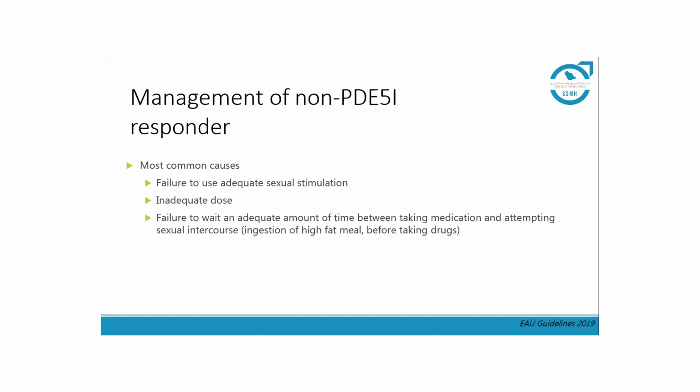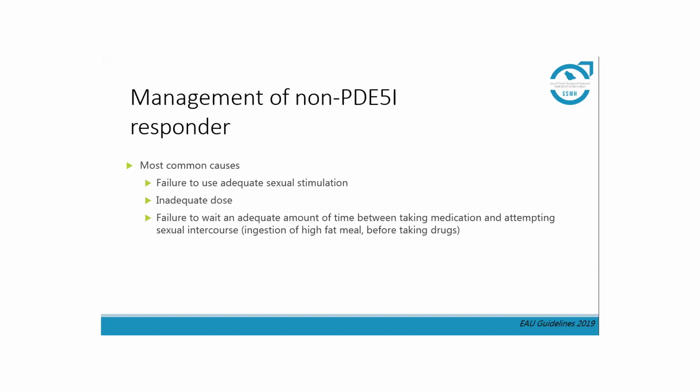So how do we manage patients who are non-responders? First of all, we need to make sure that those patients took adequate sexual stimulation. This is very important, as I mentioned earlier. We need to make sure that the patient took an adequate dose of their medication.